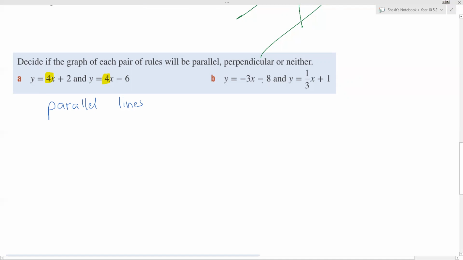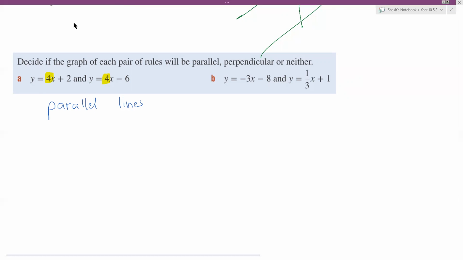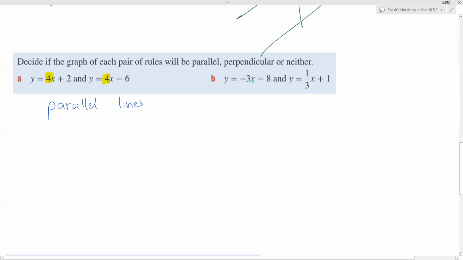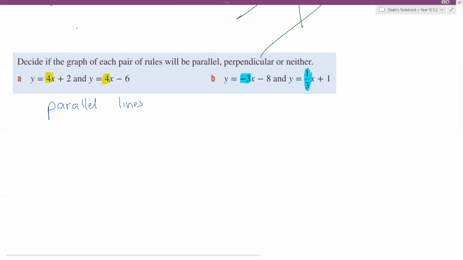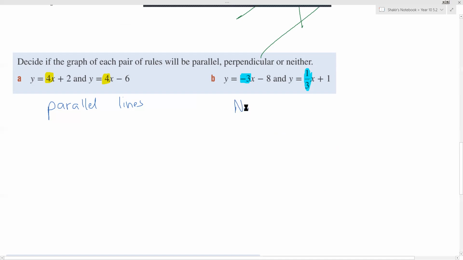Then we look over here, and once again, you focus on the number next to x. Are they the same? They are not the same, so they are not parallel, because the gradients are different.